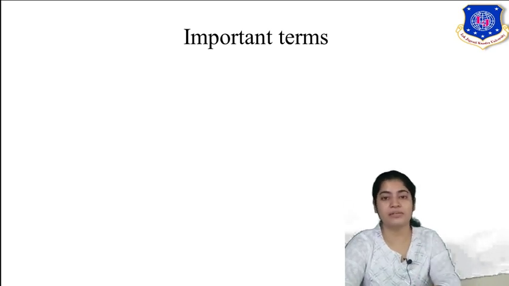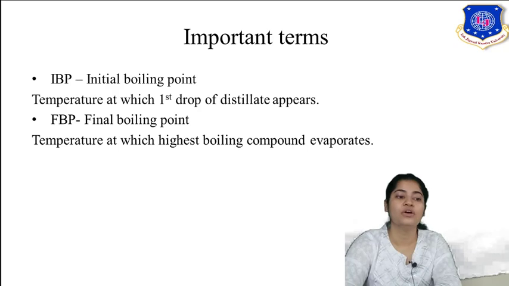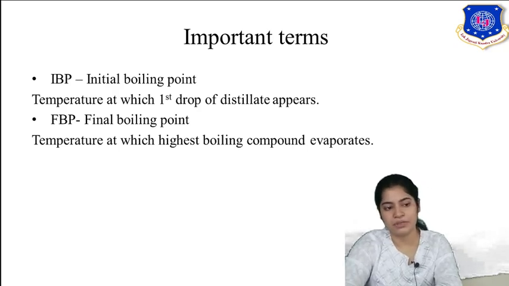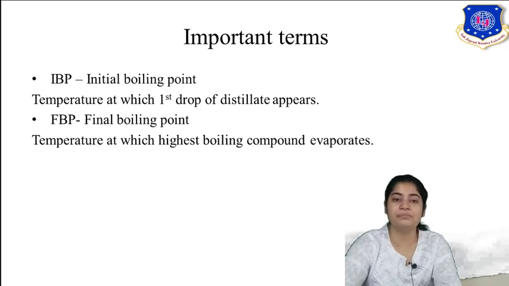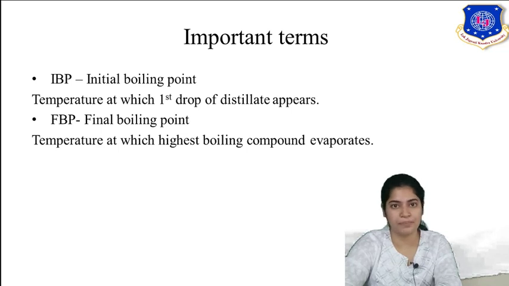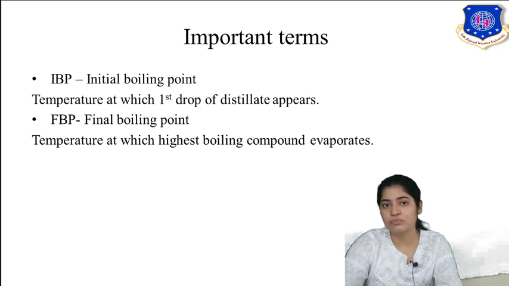Before comparing, some of the important terms which you need to know. What is IBP and FBP? IBP is called the initial boiling point. It is the minimum temperature at which the first drop of your distillate appears. As your more volatile component vaporizes, it is distilled and you get your first drop of distillate. So what is that first drop? It is a fraction of the most volatile component present in your sample. So of course that is the initial boiling point.